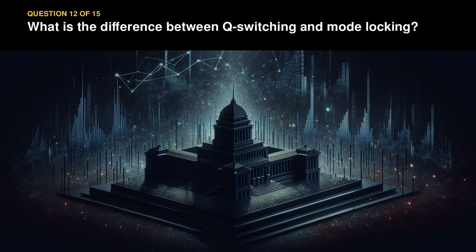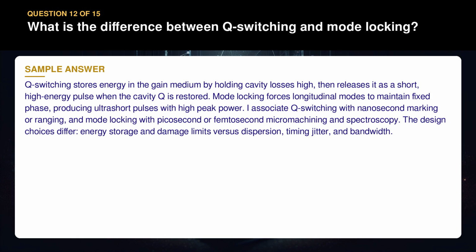Question 12. What is the difference between Q switching and mode locking? Q switching stores energy in the gain medium by holding cavity losses high, then releases it as a short, high-energy pulse when the cavity Q is restored. Mode locking forces longitudinal modes to maintain fixed phase, producing ultra-short pulses with high peak power. I associate Q switching with nanosecond marking or ranging, and mode locking with picosecond or femtosecond micromachining and spectroscopy. The design choices differ: energy storage and damage limits versus dispersion, timing jitter, and bandwidth.